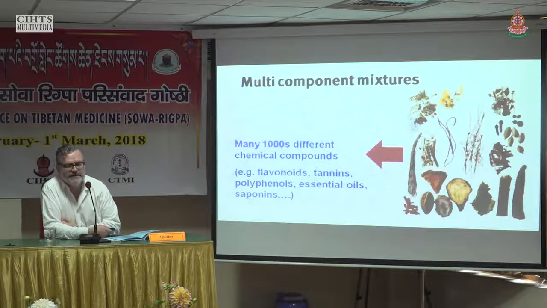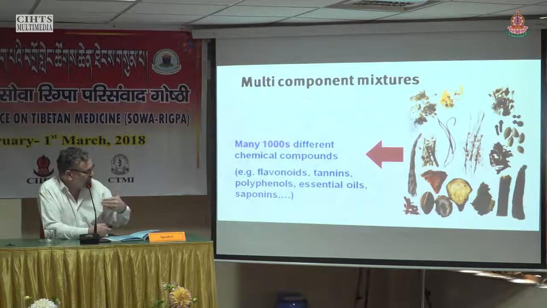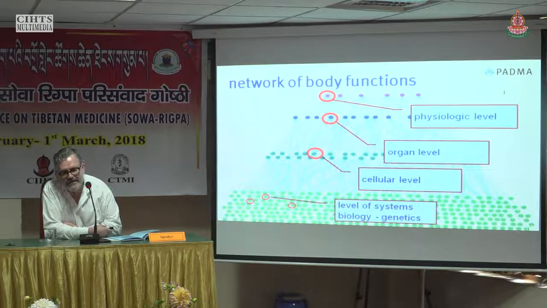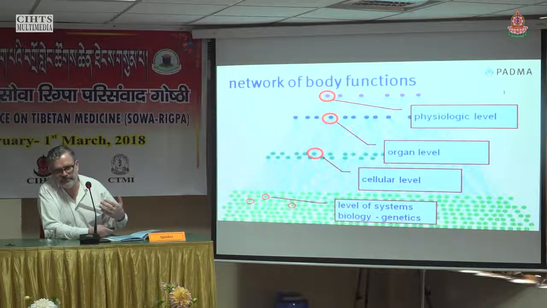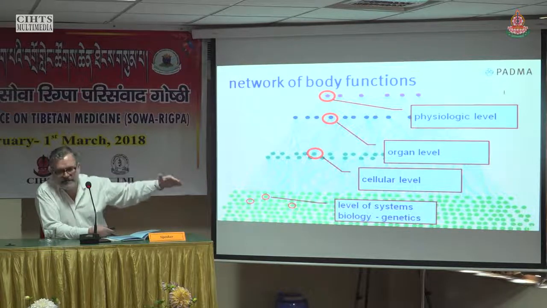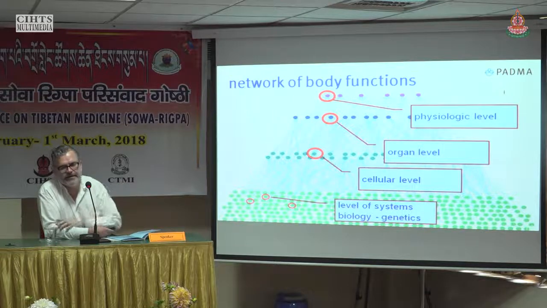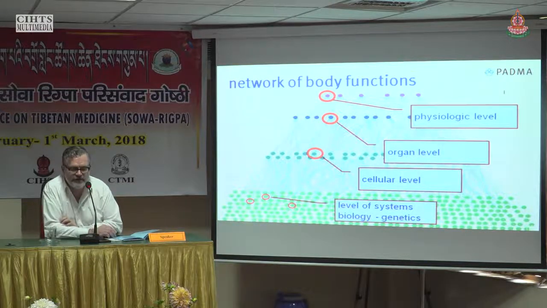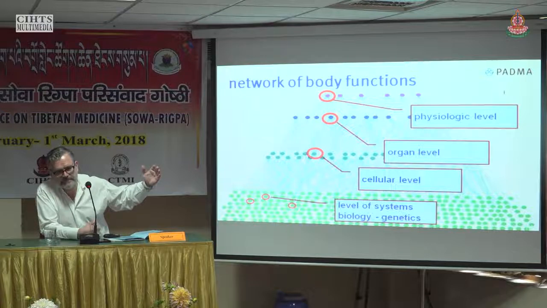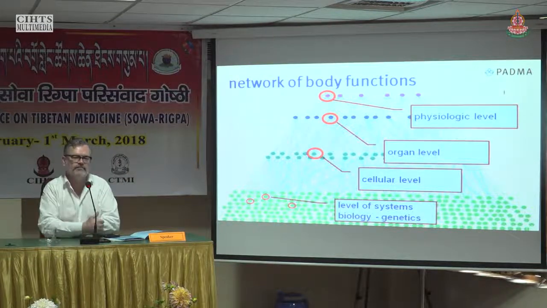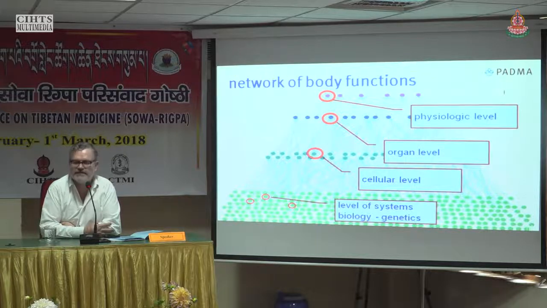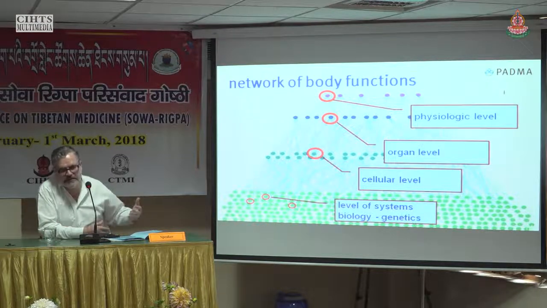We have to go more to the action. What do the substances in the plant do? What actually are they doing? When we look at this, we have to look from a systemic point of view, at the different levels that we see from modern science in the human body. On top, we have the physiologic level, the general level of the composition and the action of the body as a whole. Then we have the organ level. Then we have the cellular level.